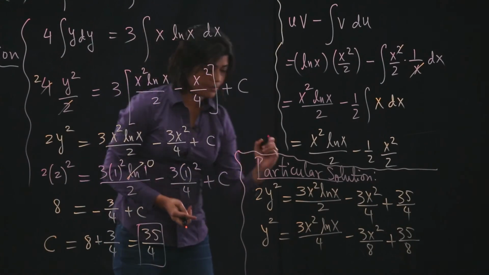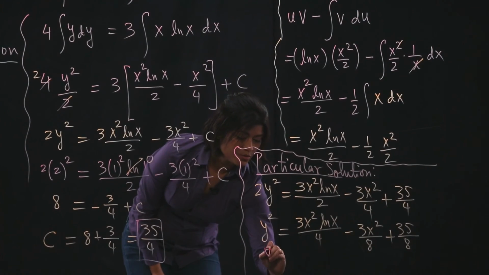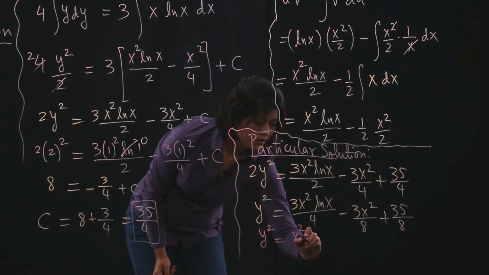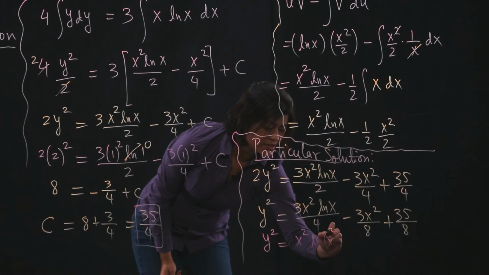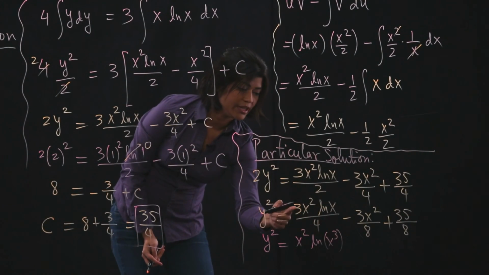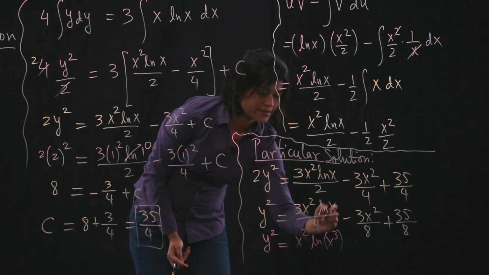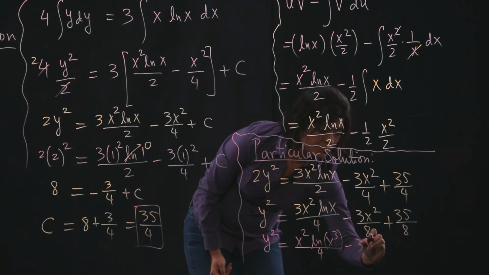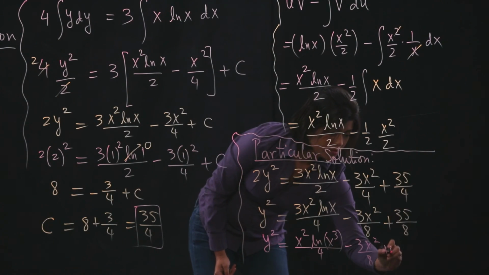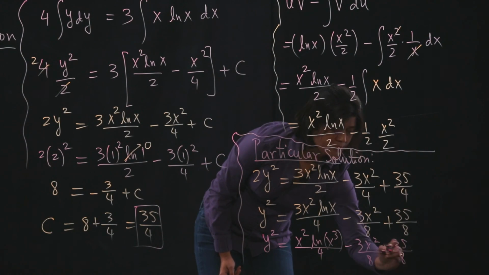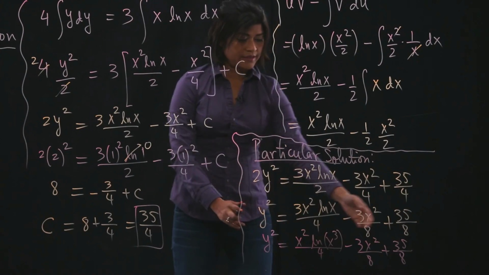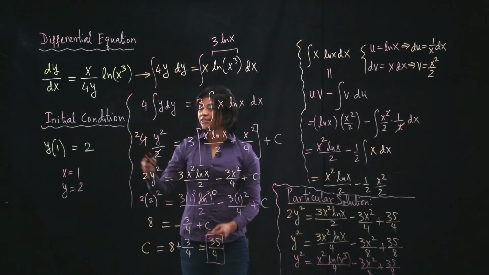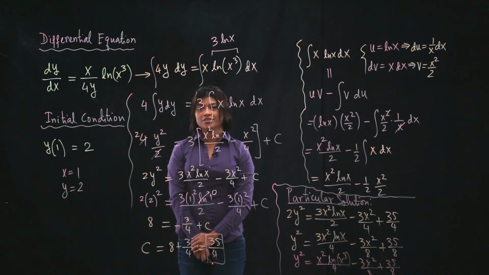So let's do one more step here. So we'll have y squared equal to x squared ln of x cubed. So instead of writing this 3, I'm taking it to the power of x, divided by 4 minus 3x squared over 8 plus 35 over 8. So this is our particular solution for this differential equation that satisfies the given initial condition.